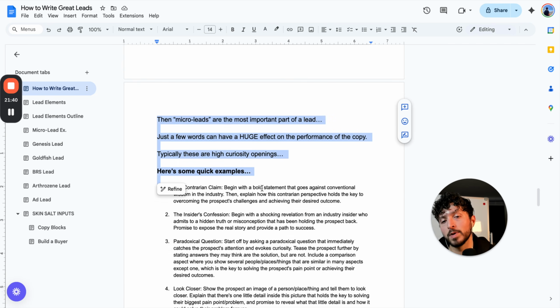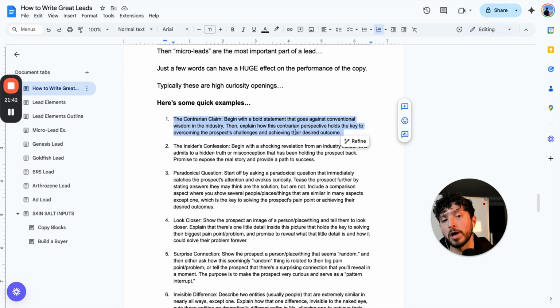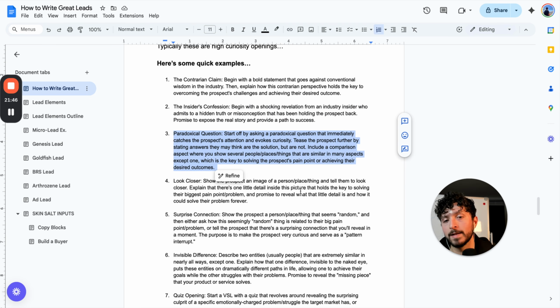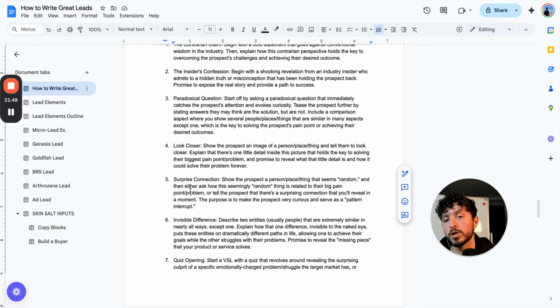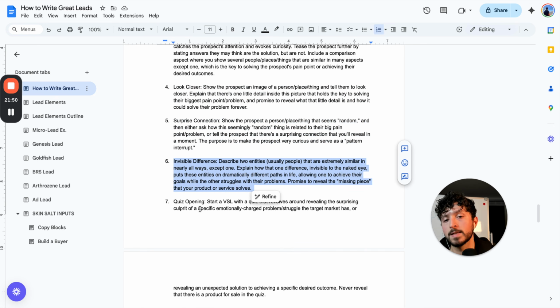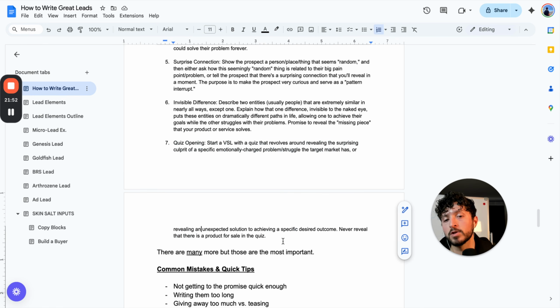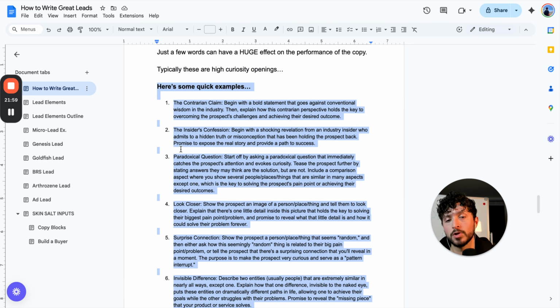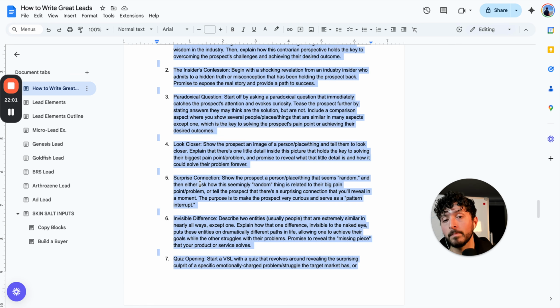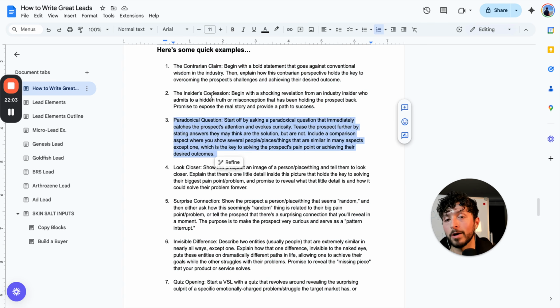Okay, here's examples of high curiosity openings. So contrarian claims, insider confessions, paradoxical questions. You've seen examples here. Look closer, surprise connection, invisible difference, quiz opening. Again, these are different ones on here that you can see. They've worked over and over and over again. Like hundreds of VSLs, or at least dozens off the top of my head that I can think of, that were super high performing have started with one of these.